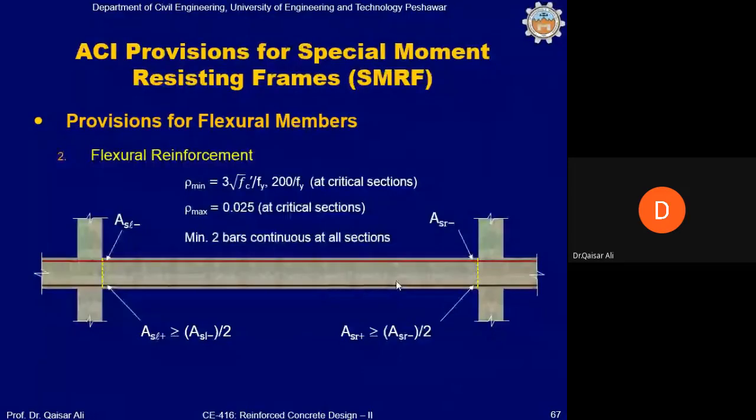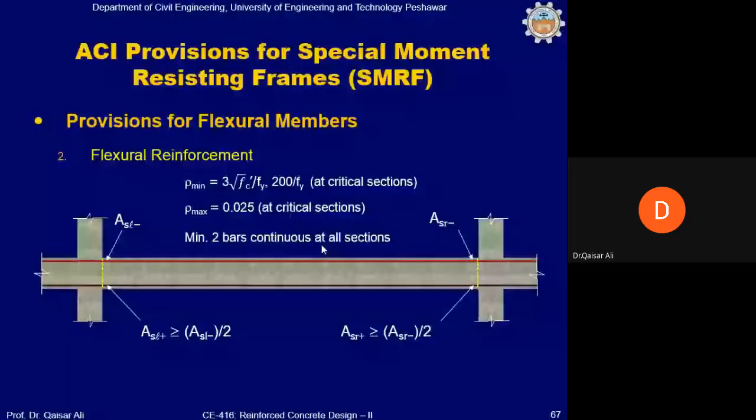And these limits are, as mentioned in this code, the minimum reinforcement ratio. You know this very well. This should be maintained at all critical sections. The maximum ratio is being fixed at 0.25, and there is a requirement that minimum 2 bars shall be continuous at all sections. And this we know, even without the seismic provisions, we always keep minimum 2 bars in top and bottom portion of the beam.